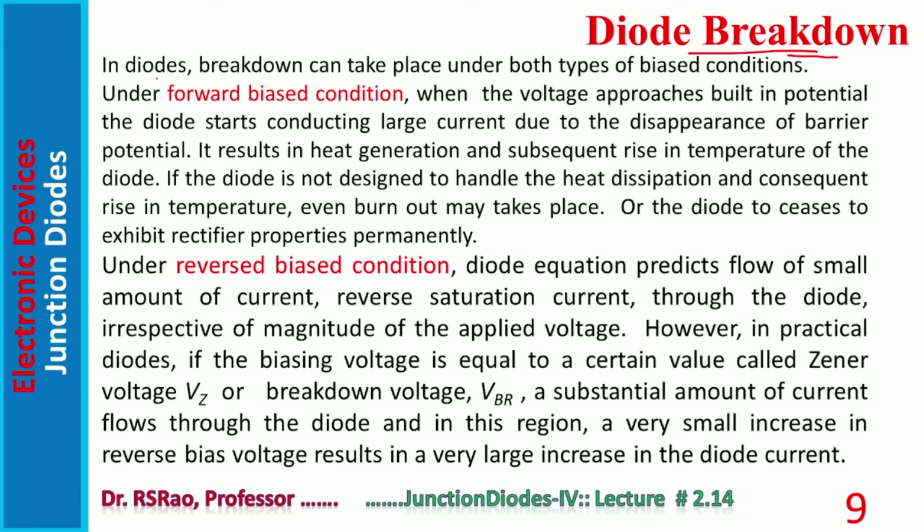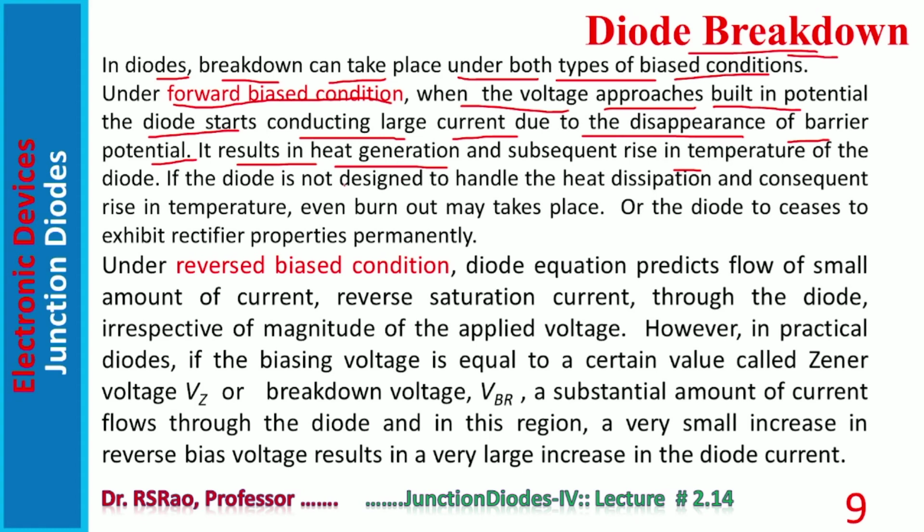Diode breakdown. In diodes, breakdown can take place under both types of biased condition. Under forward biased condition, when the voltage approaches the built-in potential, the diode starts conducting large current due to disappearance of the barrier potential. It results in heat generation and subsequent rise in temperature of the diode. If the diode is not designed to handle the heat dissipation and consequent rise in temperature, even burnout may take place, or the diode ceases to exhibit rectifier properties permanently.